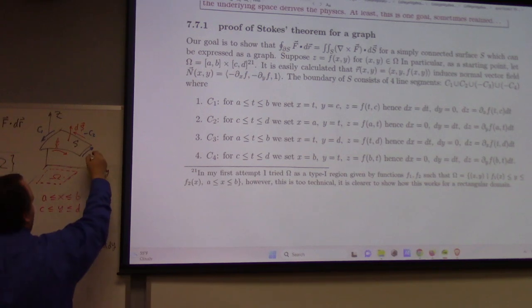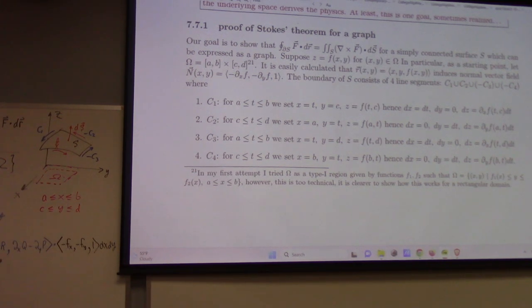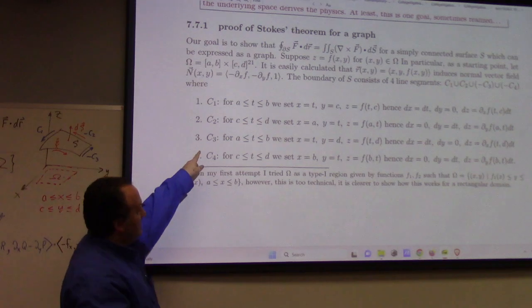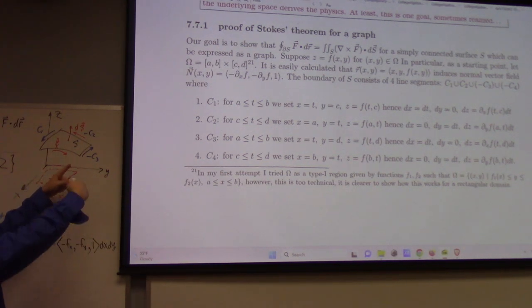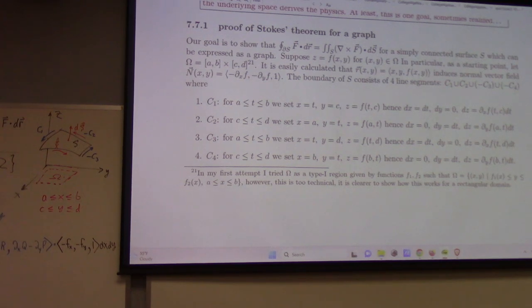But it's not C3, why? It is minus C3. The reason for that is that it's going in the negative x direction, but I'm using x as a parameter, which means that this is actually the reversal of that curve because of the direction, right? It's going that way, x is going this way, it's the reversal. And then C4 is down here.